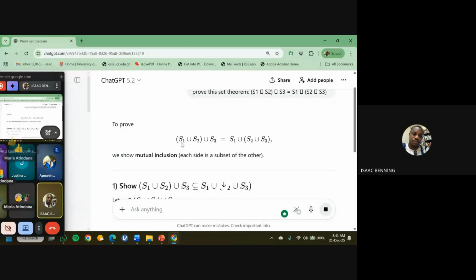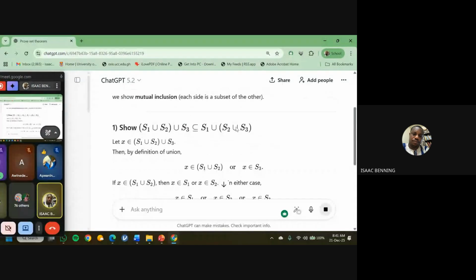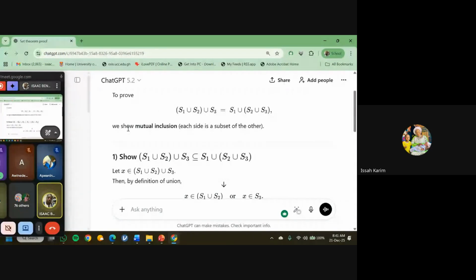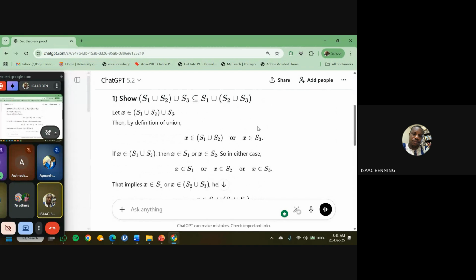So prove that S1 union S2 union S3 is equal to S. So here we show mutual inclusion. Each is a subset of the other. So to show that, you see how he began.